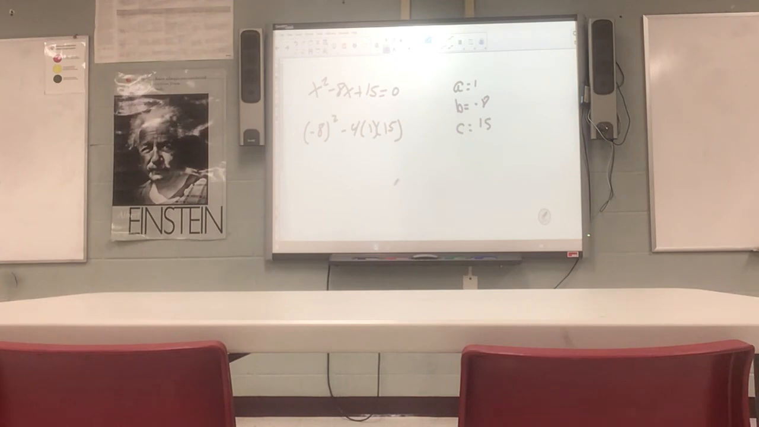Alright, so did I set my discriminant up correctly? Everybody good? So -8 times -8 is 64. Minus 4 times 15, so minus 60. So I got a discriminant of 4. So I go to my notes and I look and see 4 is bigger than 0. So that means I've got what kind and how many? 2 real. Two real, you got it.